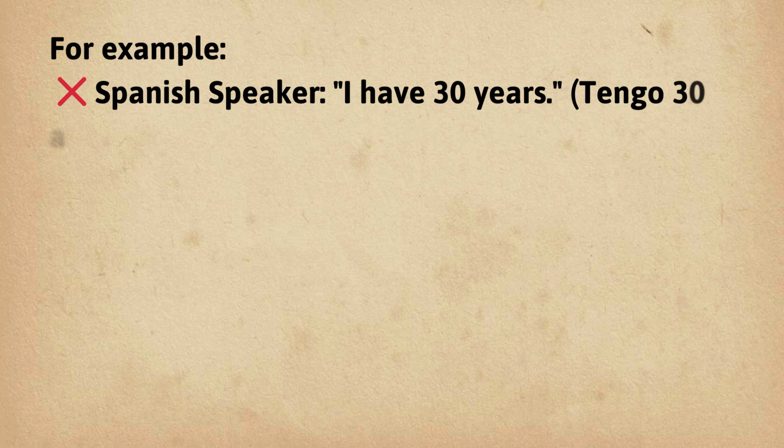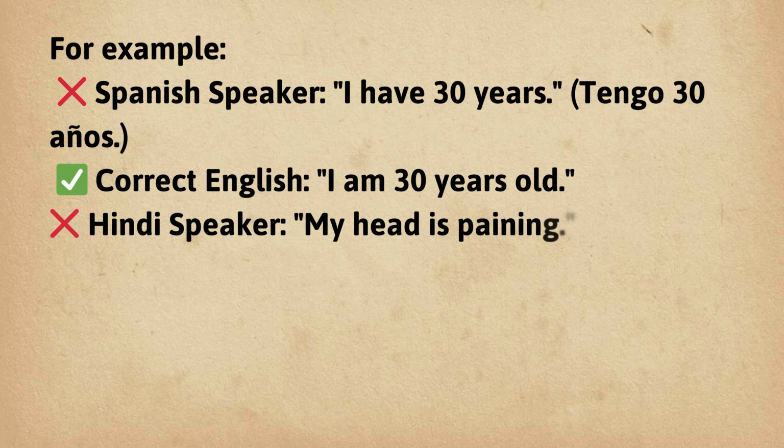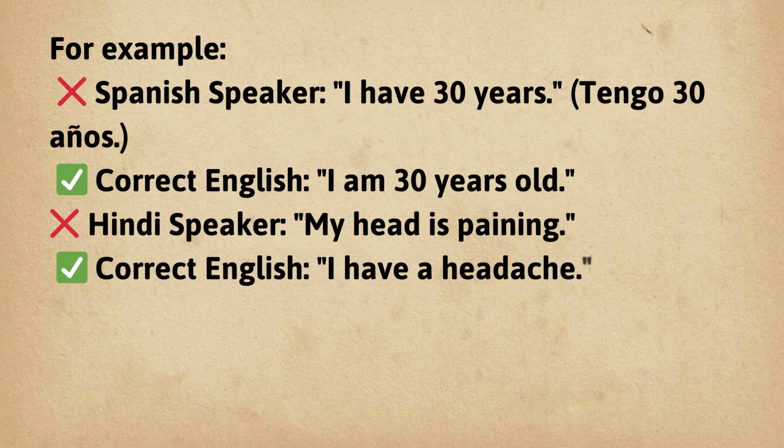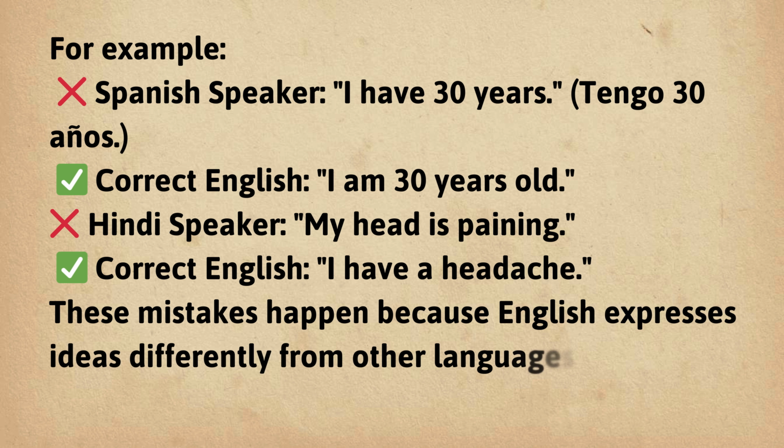For example, Spanish speaker, I have 30 years. Tengo 30 años. Correct English, I am 30 years old. Hindi speaker, my head is paining. Correct English, I have a headache. These mistakes happen because English expresses ideas differently from other languages.